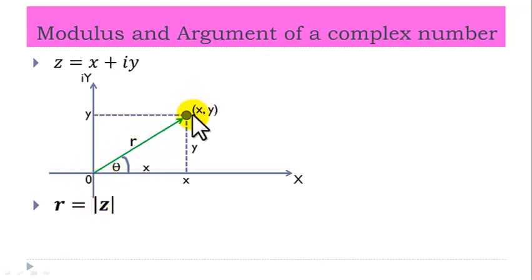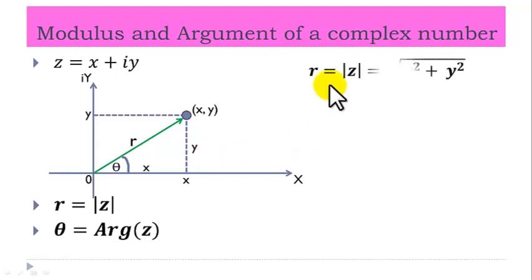While the angle between this vector and the x-axis, I'm referring to this angle theta, is what we call the argument of the complex number z, and we write this as theta equal to argument of z. Now, to calculate the modulus of a complex number z, we notice that this is a right angle triangle. Then by Pythagoras theorem, r squared is equal to x squared plus y squared, giving us r equal to the modulus of z equal to the square root of x squared plus y squared.